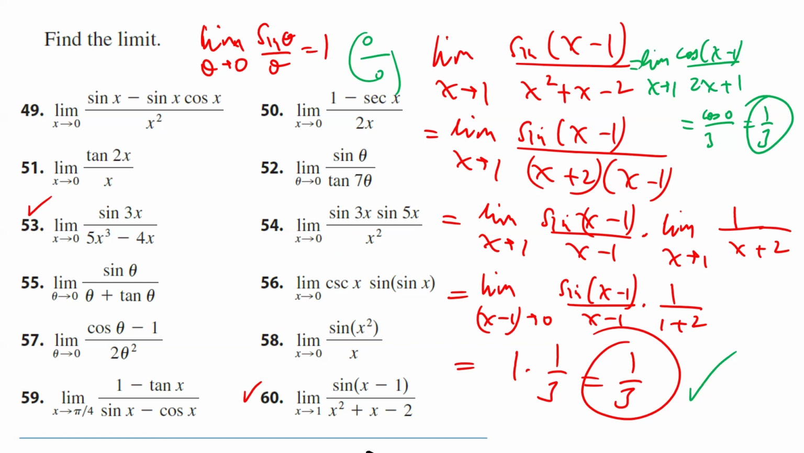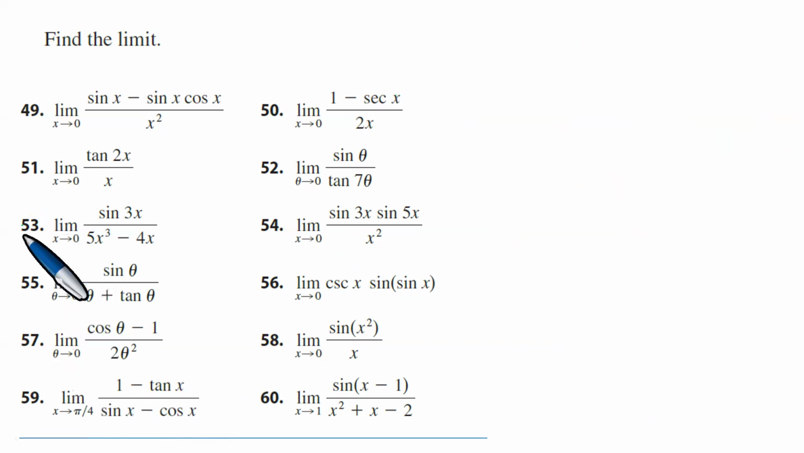So let us know when you're done with it. Right, so it's awesome. Right, so yeah. Just let us know when you're done. So we're doing 53. Yeah, I'm done. I got 3/4. You got 3/4, let's check it out.